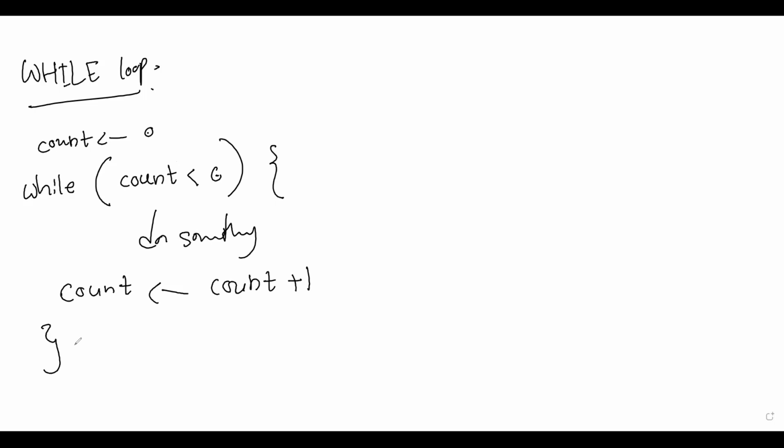So this is just a simple loop. What does this mean? Count is equal to zero. Is it less than zero? Is zero less than zero? This is a false statement. If this is false, it doesn't go inside the loop, it goes out. That is what it means.